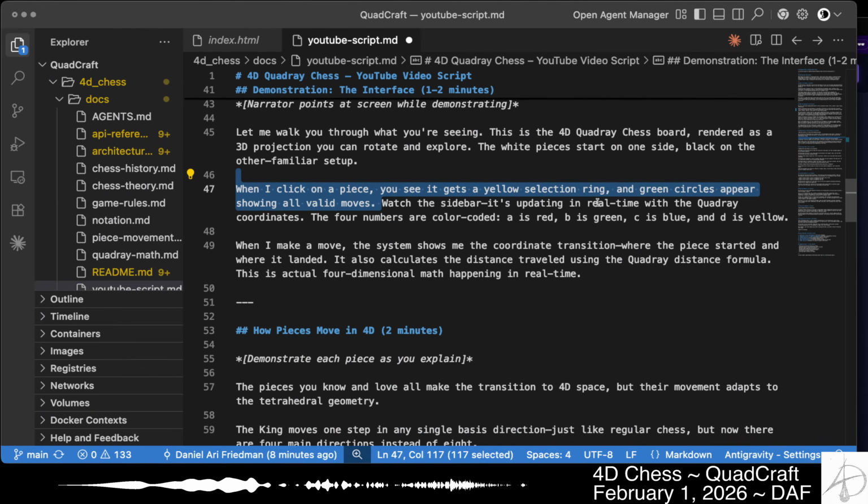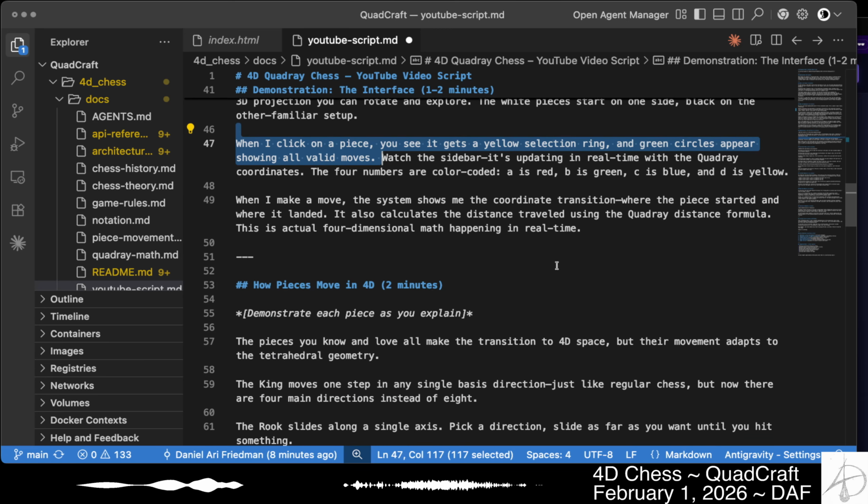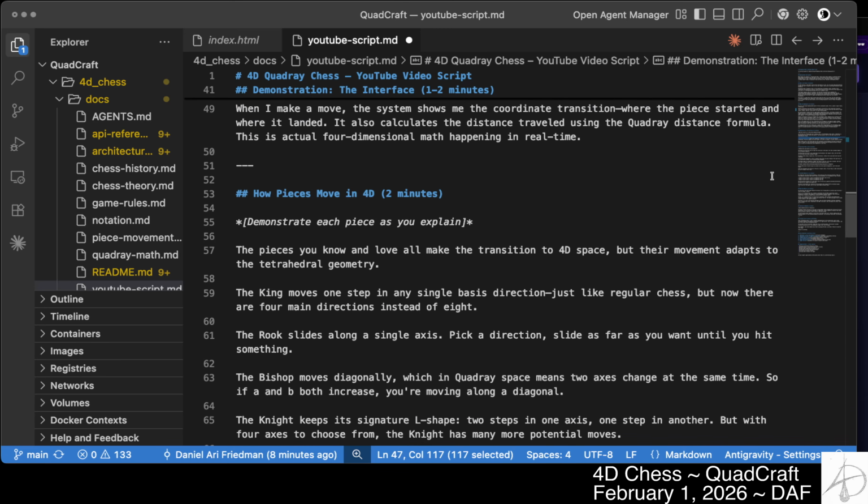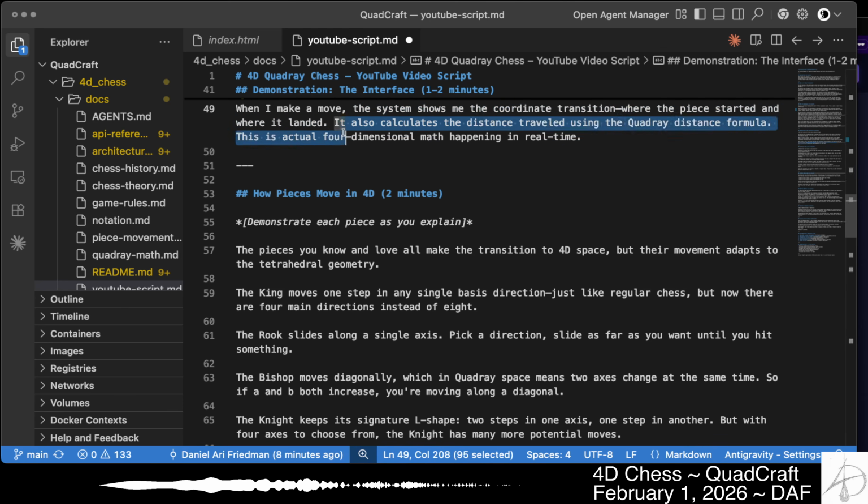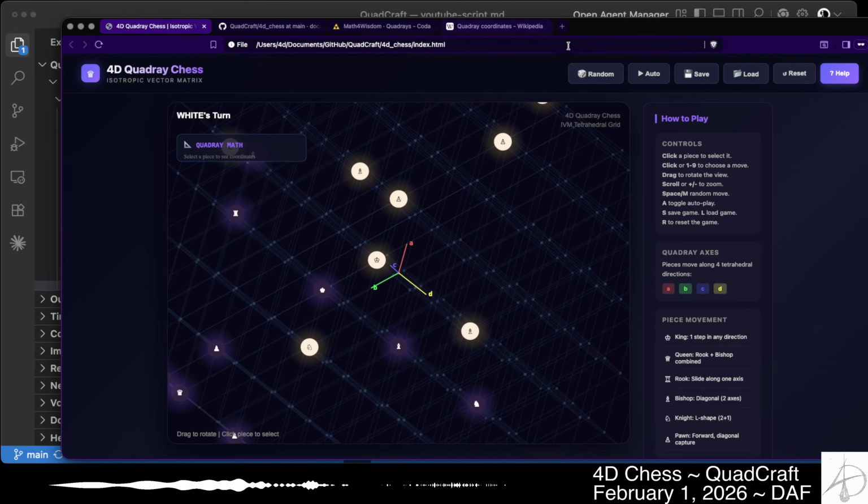Watch the sidebar. It's updating in real time with the Quadray coordinates. The 4 numbers are color-coded. A is red, B is green, C is blue, and D is yellow. When I make a move, the system will show the coordinate transform, where the piece started and where it landed. It also calculates the distance traveled with a Quadray distance formula. This is the actual 4-dimensional math happening in real time.